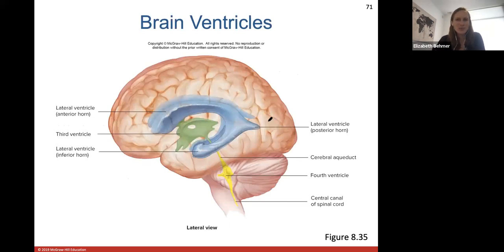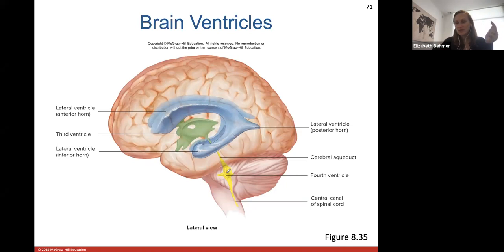So here we have the brain ventricles, the two lateral ventricles, the third ventricle in between, and then the fourth ventricle you can see in yellow here. And you can see how they're all connected. This is how cerebrospinal fluid is created in these ventricles and then flows through them.